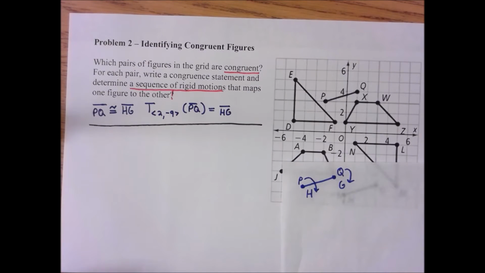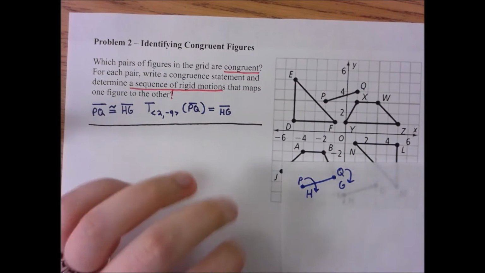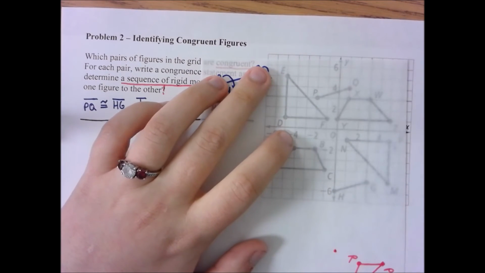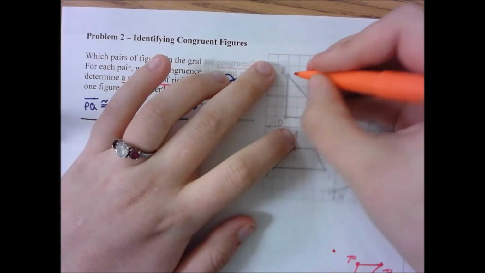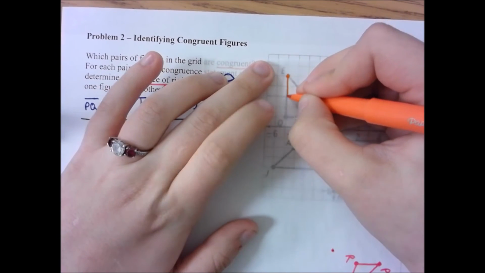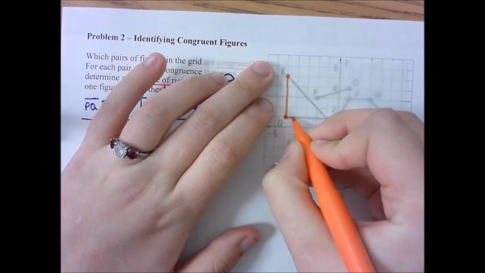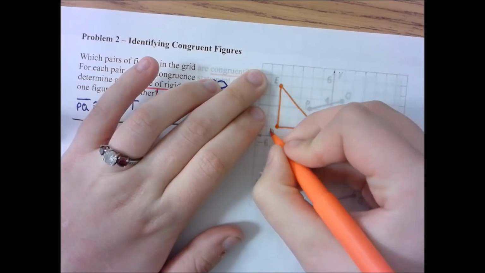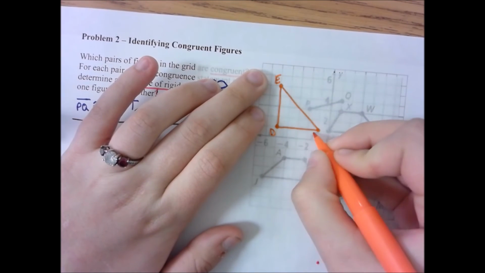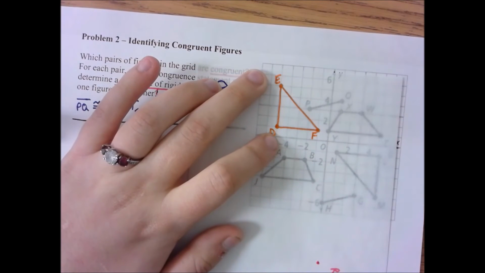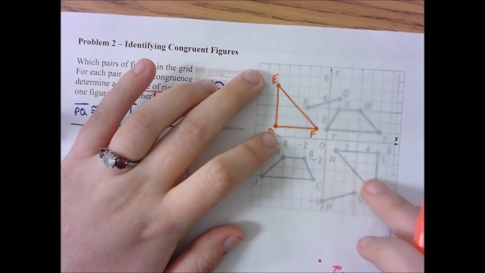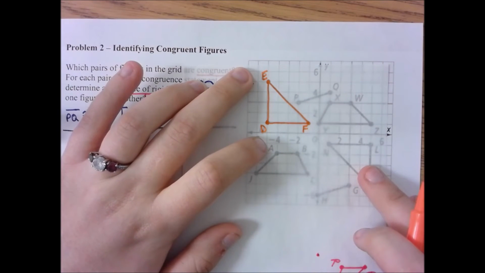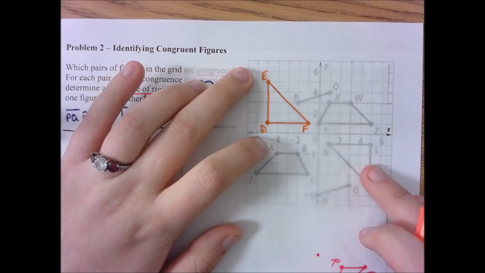So let's tackle the triangles next. So let's trace this one. I'll use orange this time. I'm going to go ahead and trace this one. It's D, E, F. I'm thinking probably this triangle down here. I'm thinking it's this one. And I'm thinking we might just be able to do rotation for this one.